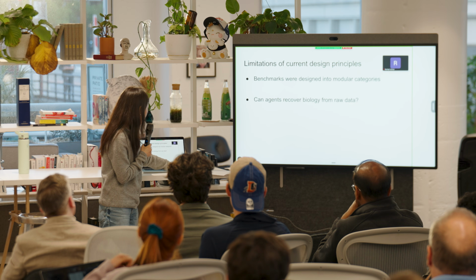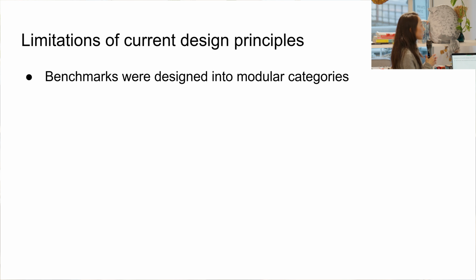Cool. So with our current design principles of SC bench, they are designed into these modular categories, as I just showed, so that we can test these agents' behavior in a more controlled way. For example, with QC, we can just ask it to perform QC and see how many cells are filtered out. For cell typing, we give it clean data and ask it to do cell typing to see if the cell types are sensible.